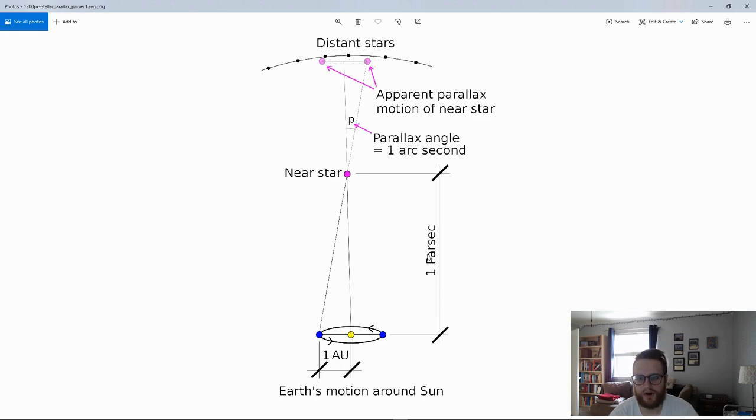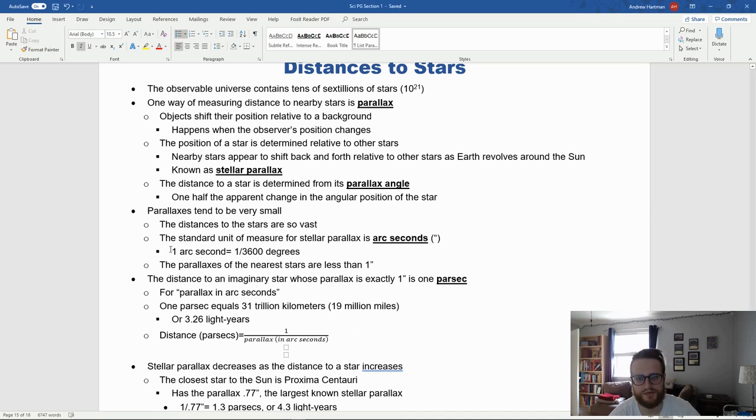And again, for a 1 parsec star, well, I haven't talked about this yet, but with the 1 parsec star, the angle is going to be 1 arc second. So hopefully that little image helps a little bit. We'll come back to it properly here.